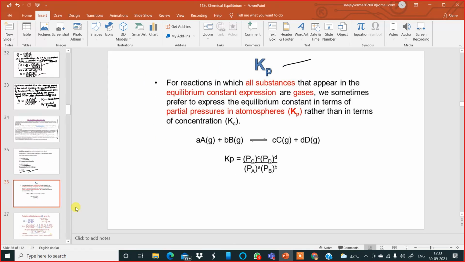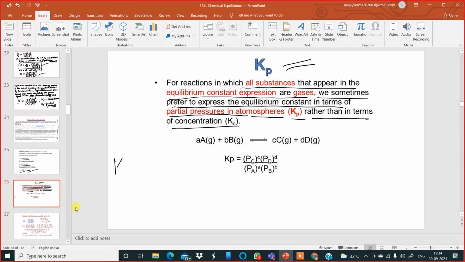After that, what is now important is Kp. For reactions in which all substances that appear in the equilibrium constant expression are gases, if they are gases and not liquids, then you have to apply pressure. So we sometimes prefer to express the equilibrium constant in terms of partial pressures in atmospheres, Kp, rather than in terms of concentration. In such a situation, the equilibrium constant in terms of concentration gets converted like this.